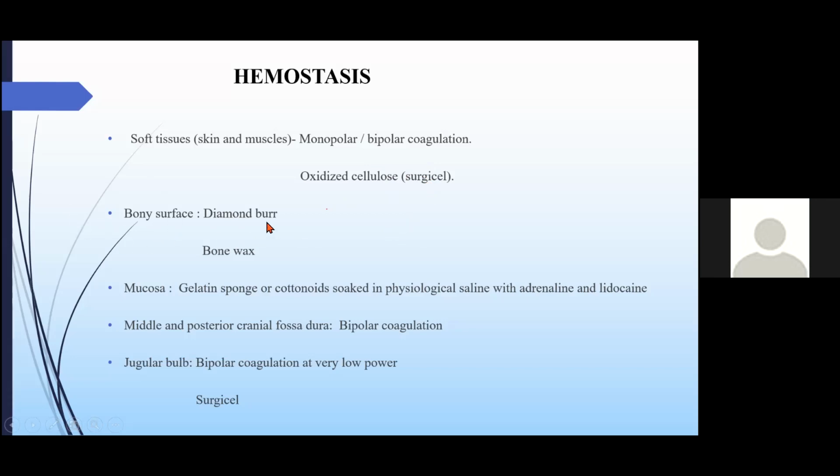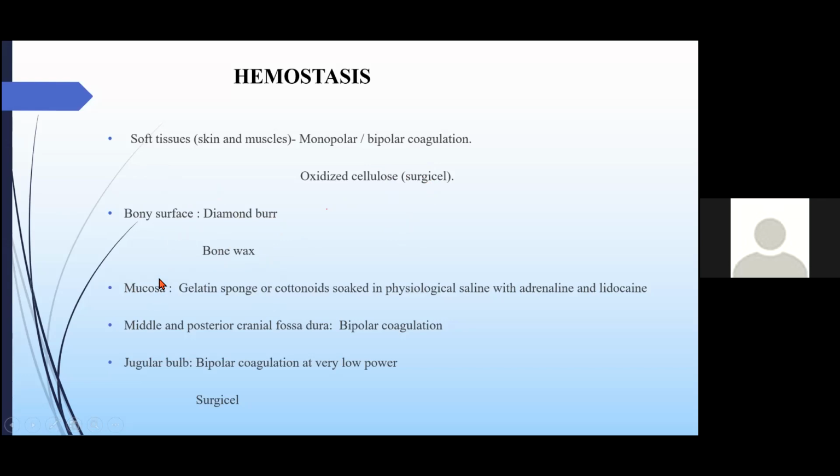On a bony surface, the diamond burr, as I told, seals the surface, it transfers the bone dust across the lumen, and it causes the hemostasis. Even the heat transferred by the diamond burr can cause the hemostasis, and bone wax on top of that can also help in controlling bleeding on a bony surface.